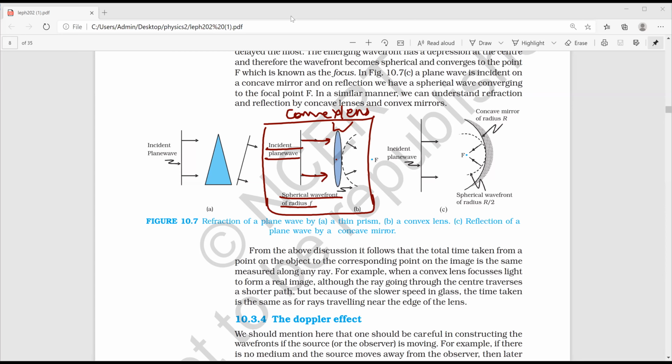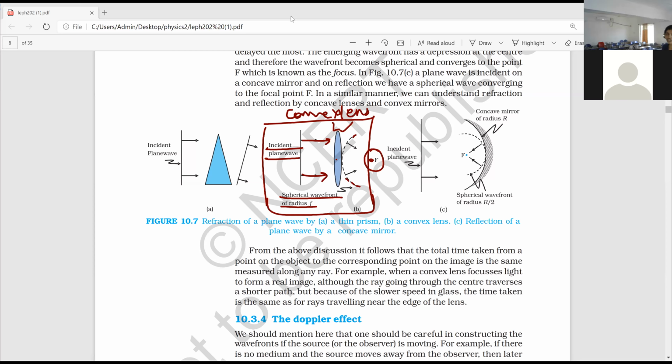That is already shown in this diagram, how it becomes spherical. The refracted wavefront becomes a spherical wavefront in shape and converges to a point called the focus. And here the blue point is shown, and all the rays are going to converge to this point F, that is shown here. So this is the explanation about how the refraction of a plane wave takes place in the case of a convex lens.